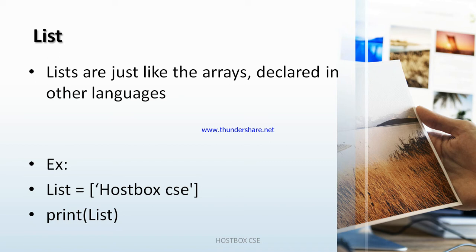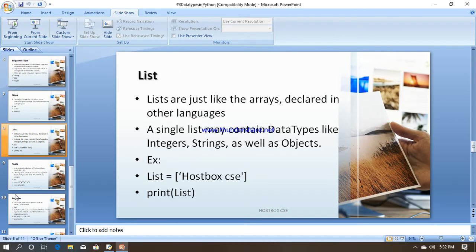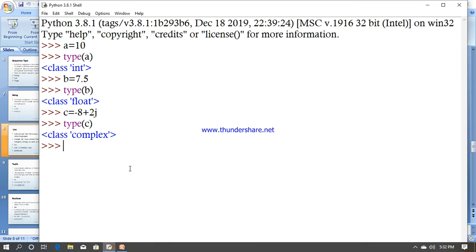These are like the arrays in other languages. For example, you can say list equal to, in square brackets I can give 'postbox', 'CSC' with single quotation. Then when I go print of list, it will print the answer here. So we just saw how to work with strings in the Python IDE.